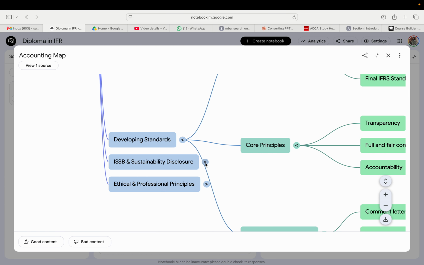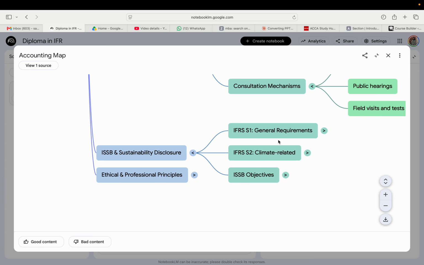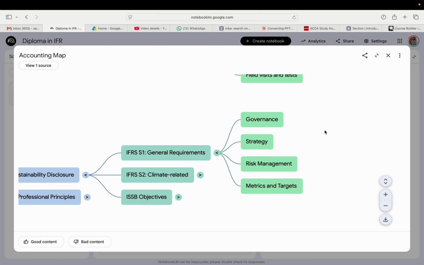Next is the sustainability standards. So the two standards: IFRS S1 is general requirements and S2 is climate related. And also we'll go through the ISSB's objectives. So under S1, these are the 4 things you will cover: governance, strategy, risk management, and metrics and targets. Governance is, as you all know the word governance, how it is governed. Strategy, planning. Risk management, how it is identified, assessed, managed, monitored. And metrics and targets: what are the metrics and targets to measure sustainability? The details of this you only have to go and see on my website. The detailed course is there.